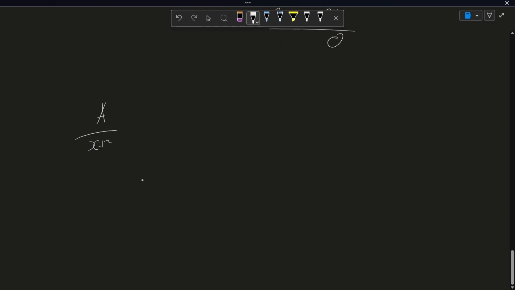Partial fraction like over. Okay, I'm getting distracted. Get the point though. Nice.